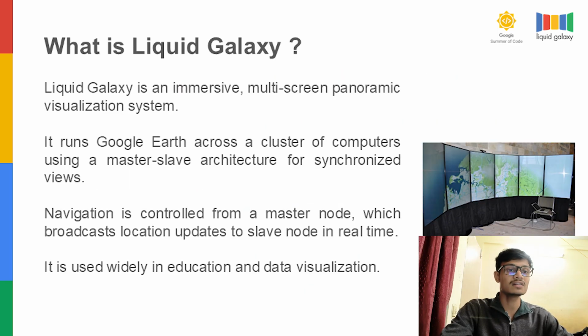First, let's start with what is Liquid Galaxy. Liquid Galaxy is an impressive multi-screen panoramic visualization system. It runs Google Earth across a cluster of computers using a master-slave architecture for synchronized view. Navigation is controlled from a master node which broadcasts location updates to slave nodes in real time. It is used widely in education and data visualization.